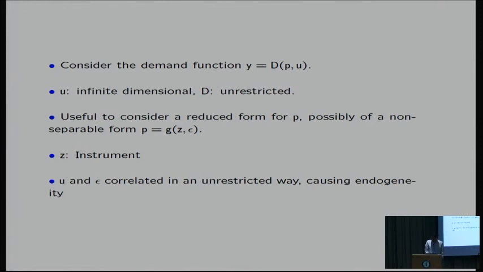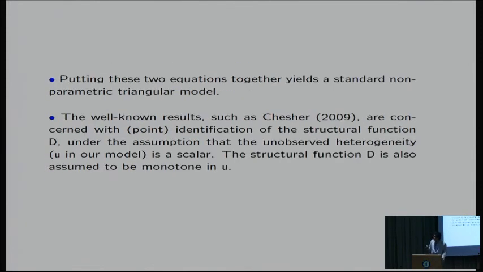But once we write the whole thing in this way, it actually looks like a nonparametric triangular model. And once again, Andrew has the famous paper in 2009 going after the point full identification of the structural function. But of course, in this case, you can't do unrestricted dimensional U. So in this case, say, U is a scalar and D is monotone in U and stuff like that.